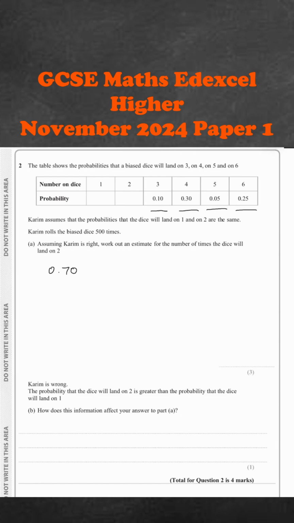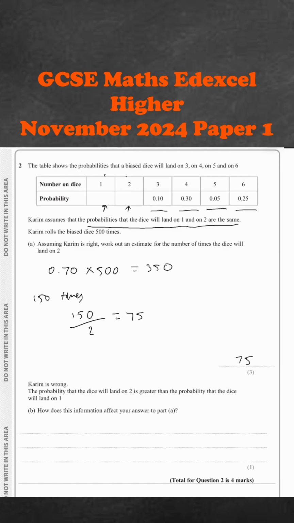So the probability that it's not 1 or 2 is going to be 0.7, and 500 times rolling the dice gives us 350, which means if it lands on 1 or 2, that's going to happen 150 times. And we are told we're assuming that the probabilities that it will land on 1 and 2 are the same, which means the number of times it's going to land on 2 is just going to be 150 divided by 2, 75.